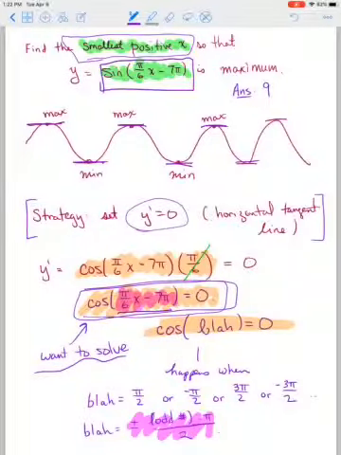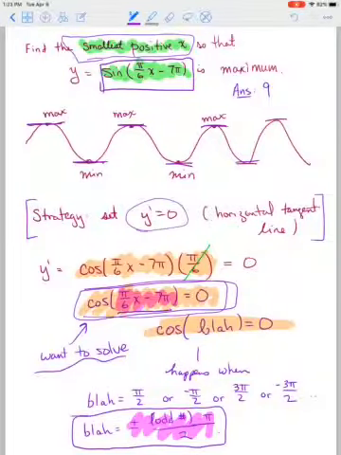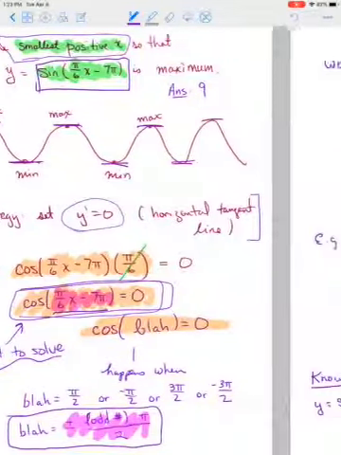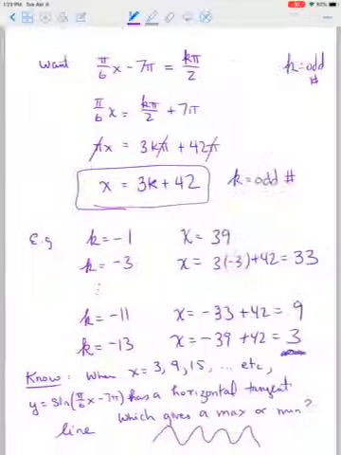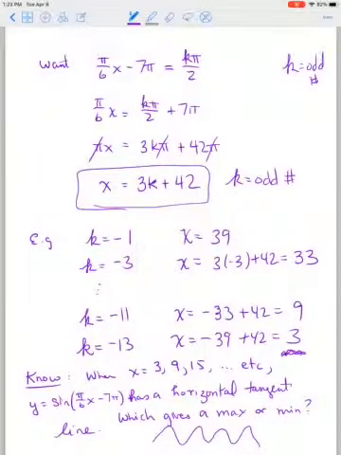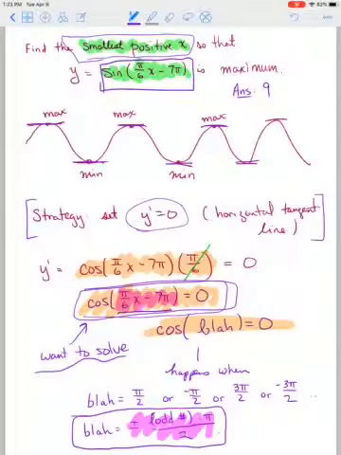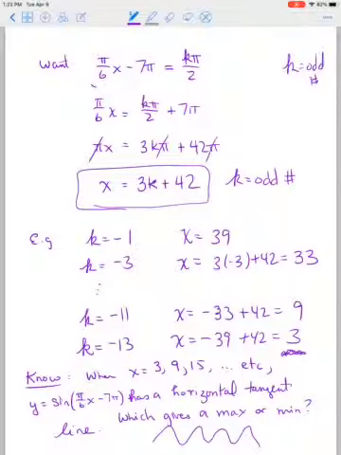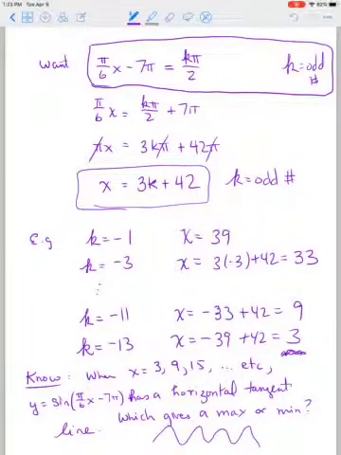So this is exactly what we said. We know that cosine of blah is going to be 0 when blah is an odd number times pi over 2. It can be positive, could be negative. And so now let's see how this helps. Well, what is our blah? Our blah is equal to pi over 6 times x minus 7 pi. So we're going to set that equal to our odd number times pi over 2. We're going to solve for x.